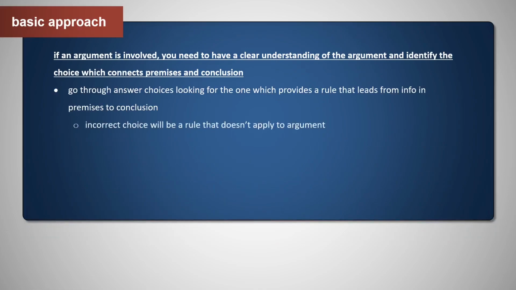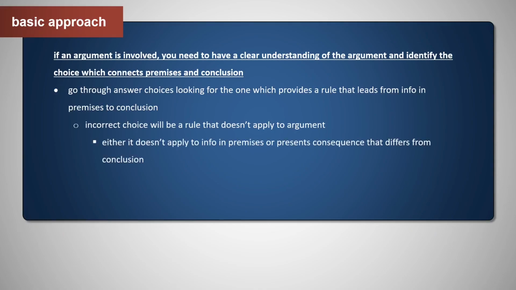The incorrect choice is going to be a rule that does not apply to that argument. So either it doesn't apply to the information in the premises, or it presents a consequence that differs from the conclusion. So you want to be on the lookout for, if you remember from the earlier conditional video, false negations and false reversals.